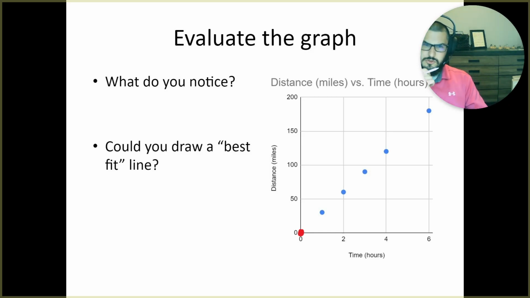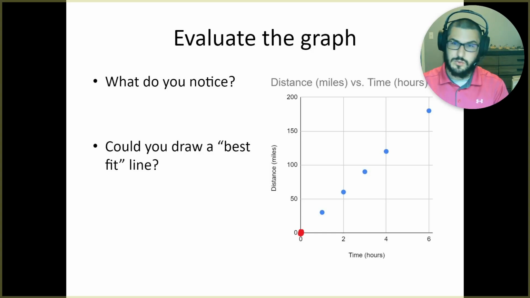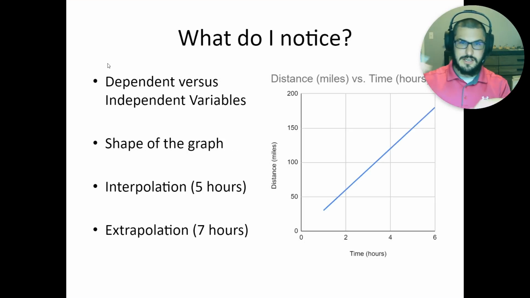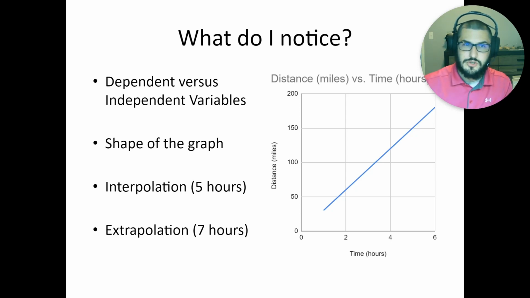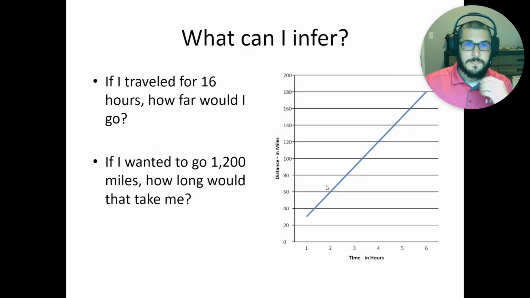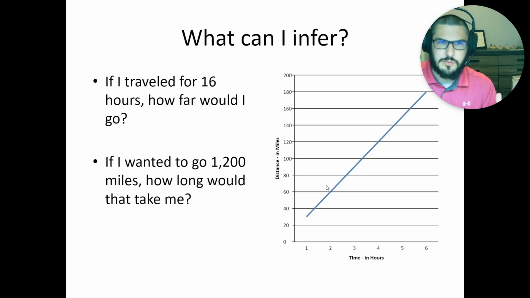So could you draw a best fit line? That means a line that fits this data well? Well, absolutely. It goes right through those data points. You show the shape of that graph of that line. You show the dependent versus the independent variables, and interpolated that 5-hour mark that was in the middle of the data, extrapolate the 7-hour mark outside of the data. Okay.